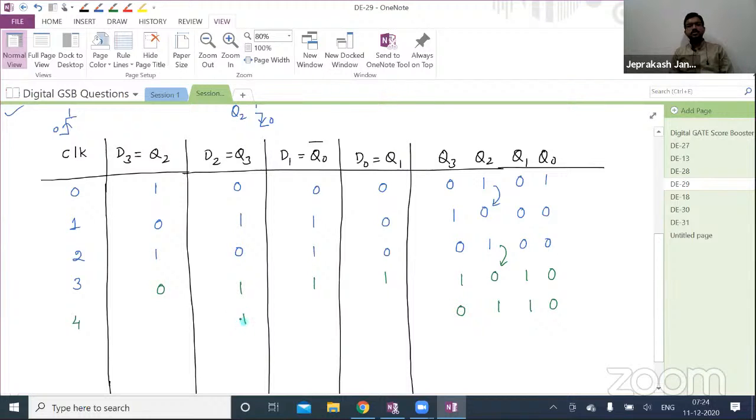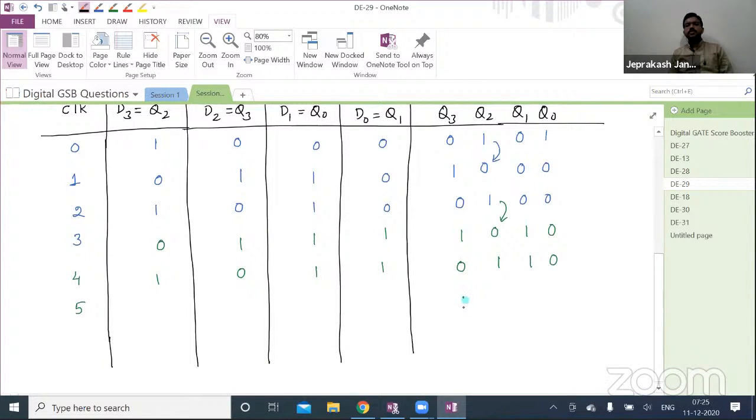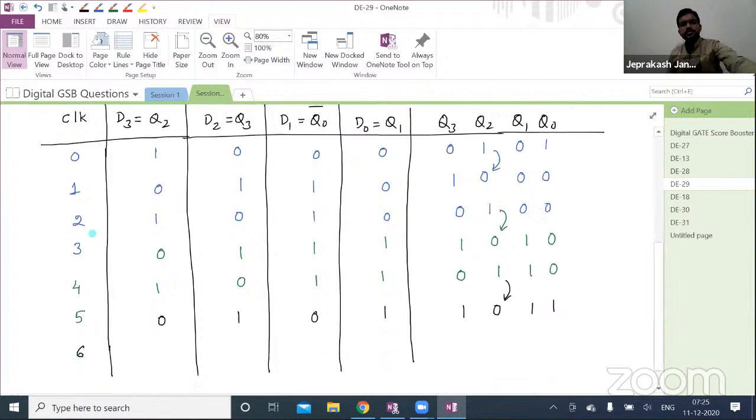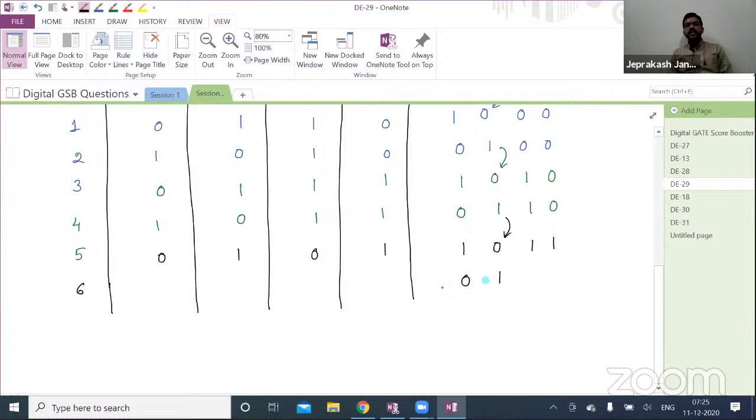Right, once again here Q3 is 0, Q2 is 1. Next, Q1 is 1, Q0 bar is 1. Fifth clock pulse. You will get 1, 0. Now just observe, it is a negative edge. So whatever inputs you have, you will get as output. Okay. So Q3 is 1, Q2 is 0, then Q1 is 1, Q0 bar is 0. Now the sixth clock pulse, 0, 1 you will get. Now it is a positive edge, so it will remain the same.